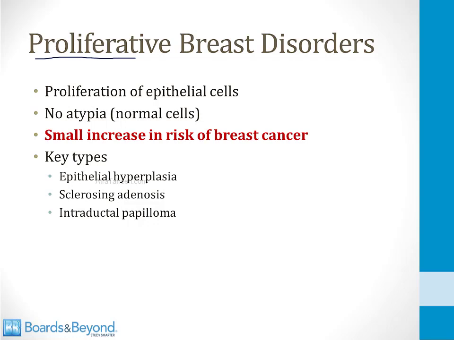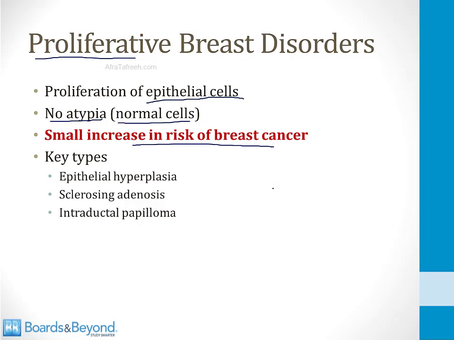In these disorders, there's proliferation of epithelial cells. That's why they're called proliferative. However, the epithelial cells are usually normal. Under the microscope, there's no atypia, and there's no suggestion of cancer cells. What distinguishes these disorders from the benign fibrocystic changes is that these are associated with a small increased risk of breast cancer. So even though the breast lesion itself is benign and not precancer, women who have one of these lesions are at slightly increased risk for developing breast cancer later in their lives.